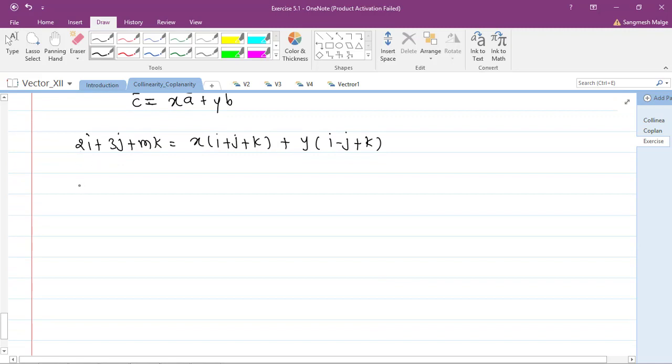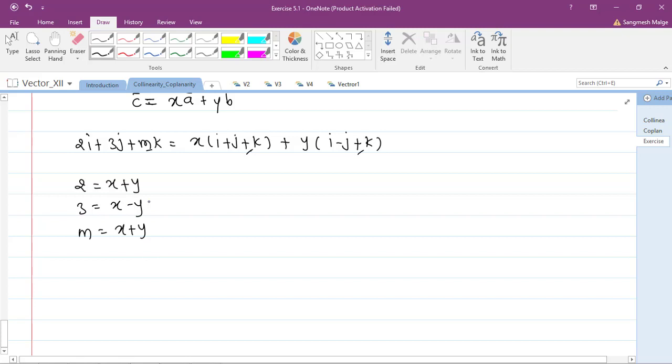So what will the i, j, k coefficients be? It is 2 equals x plus y. Then 3 equals x minus y. And m equals what? You have x plus y only. It is m equals x plus y only.